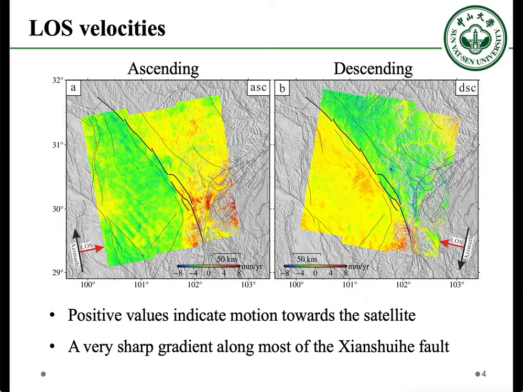Here are the obtained ascending and descending line-of-sight velocities. The positive values indicate motion towards the satellite. Both line-of-sight maps show very sharp gradient along most of the Xianshuihe fault, providing evidence for shallow creep.